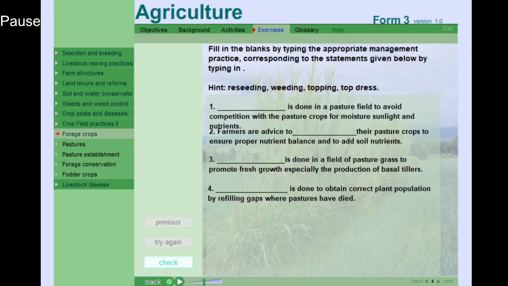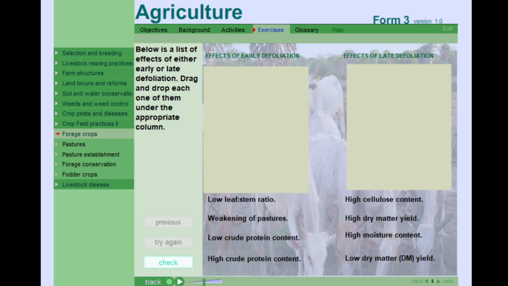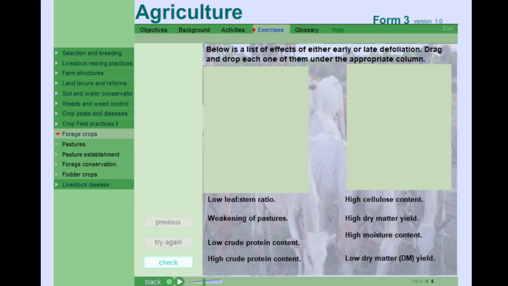Fill in the blanks by typing the appropriate management practice corresponding to the statements given below. Below is a list of effects of either early or late defoliation. Drag and drop each one of them under the appropriate column. Below is a list of disadvantages of either zero grazing or continuous grazing. Drag and drop each one of them under appropriate column.